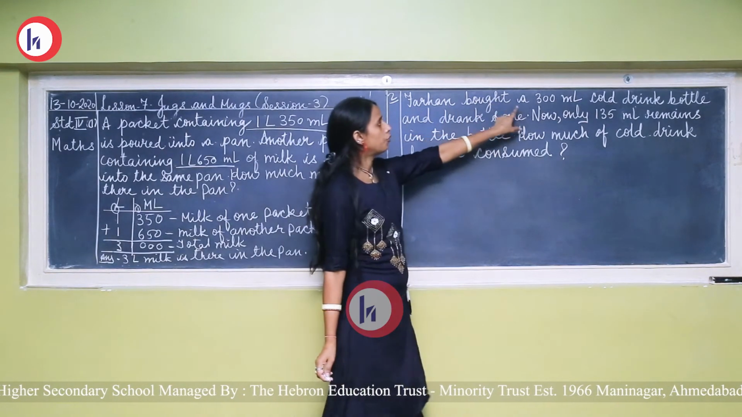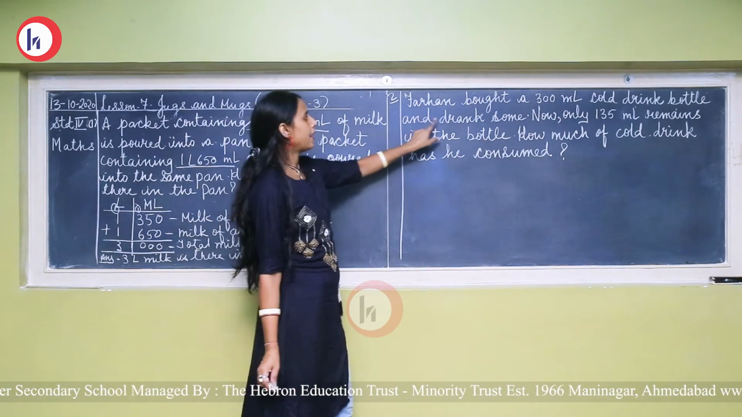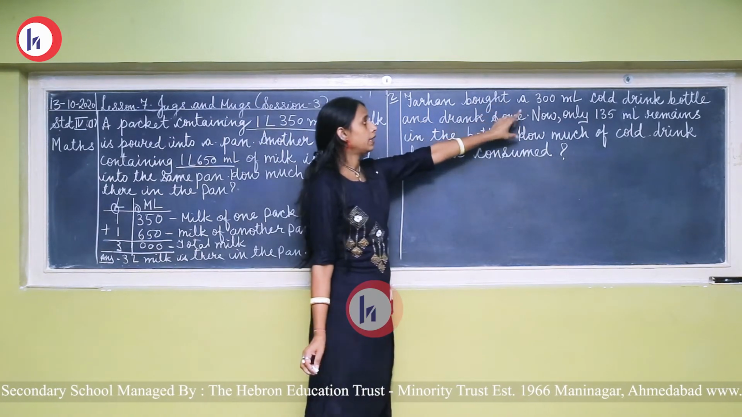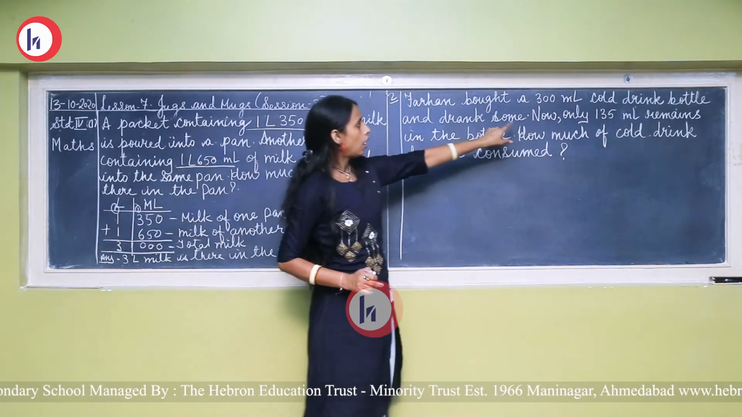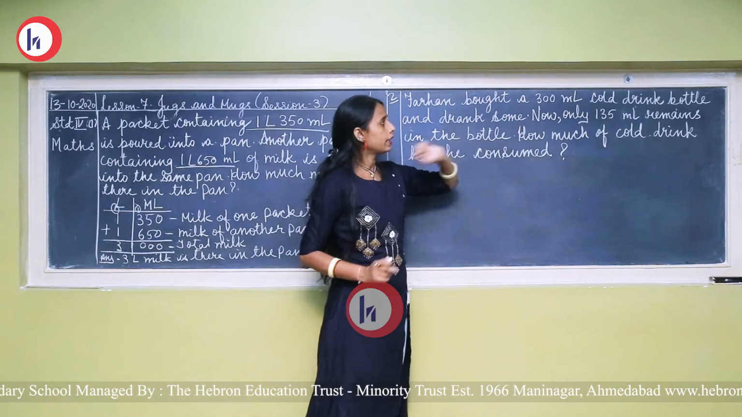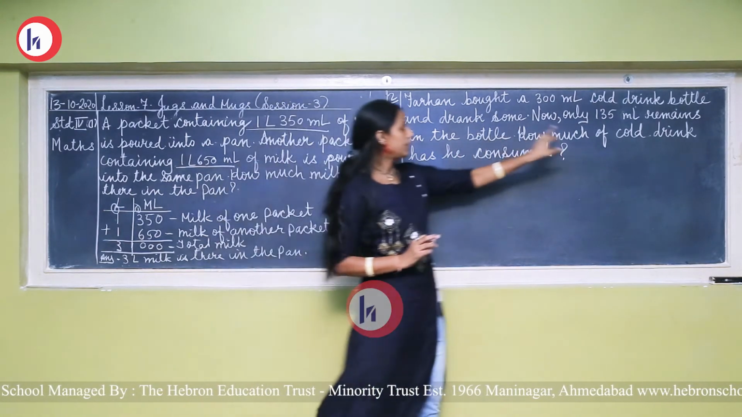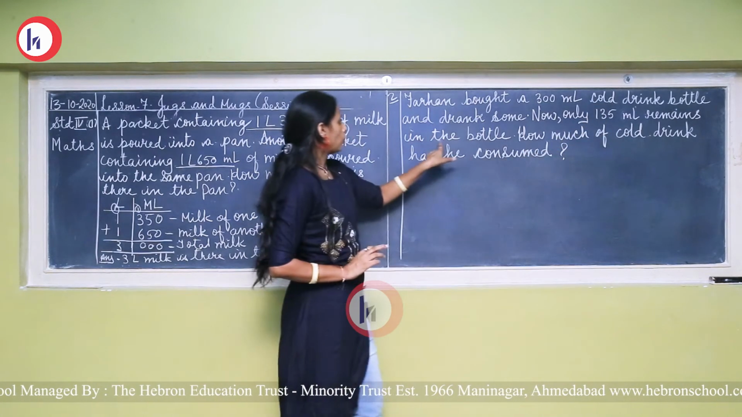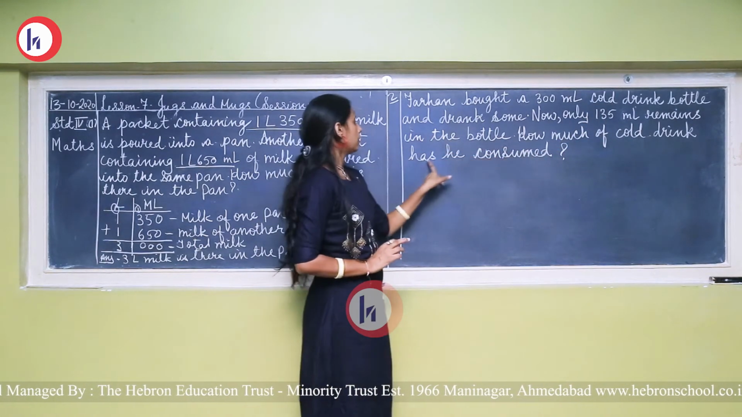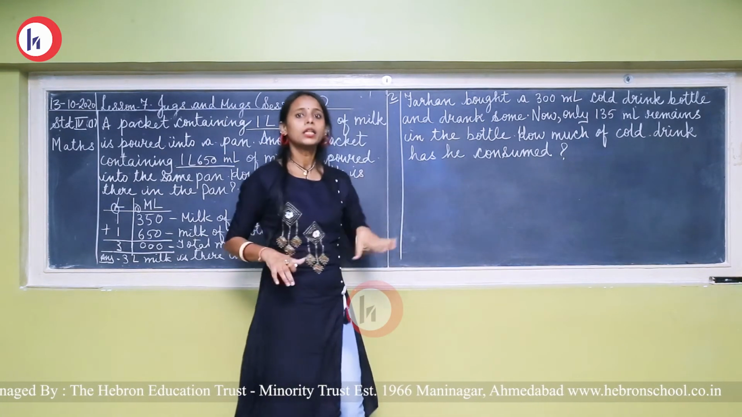Farhan bought a 300 milliliter cold drink bottle and drank some. पहले तो 300 milliliter का cold drink का bottle लिया, then उसमें से थोड़ा सा पी लिया. Now only 135 milliliter remain in the bottle. अब 135 milliliter bottle में cold drink रह गया. So how much of cold drink has he consumed? उसने कितना पिया? Consumed means कितना उसने drink किया.